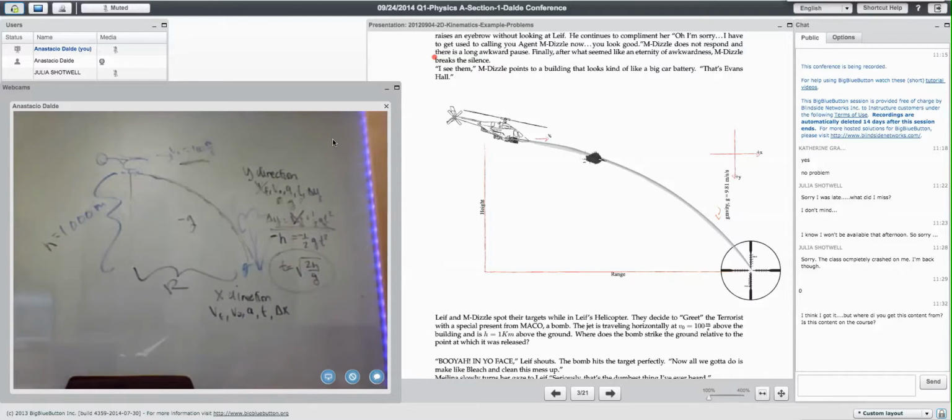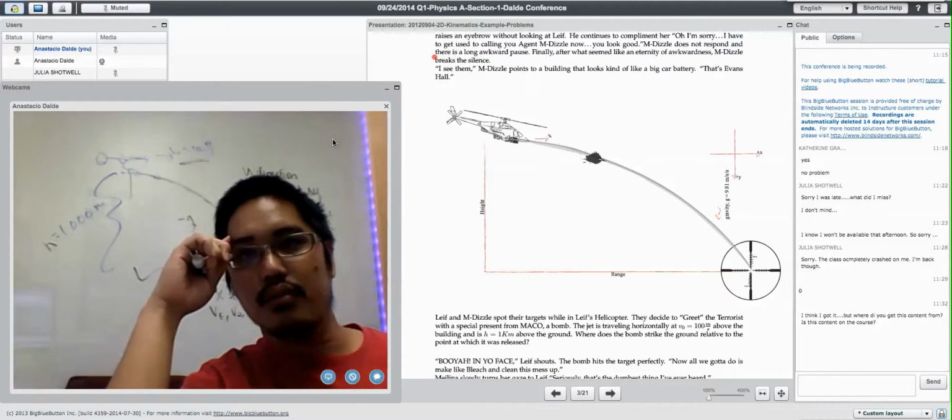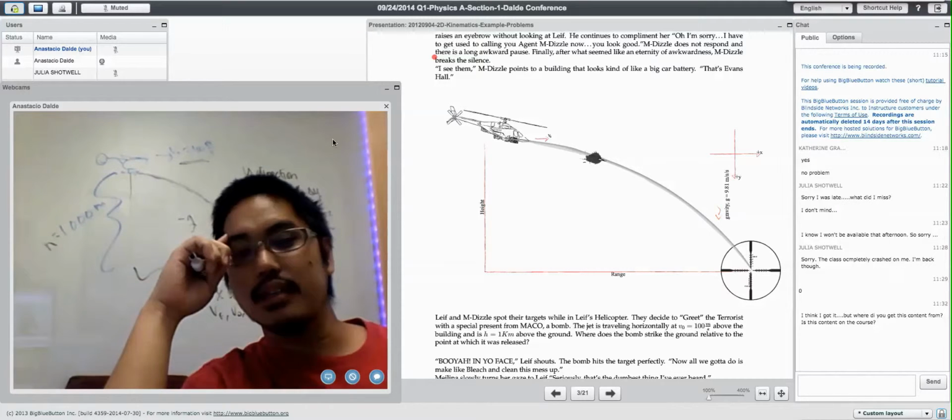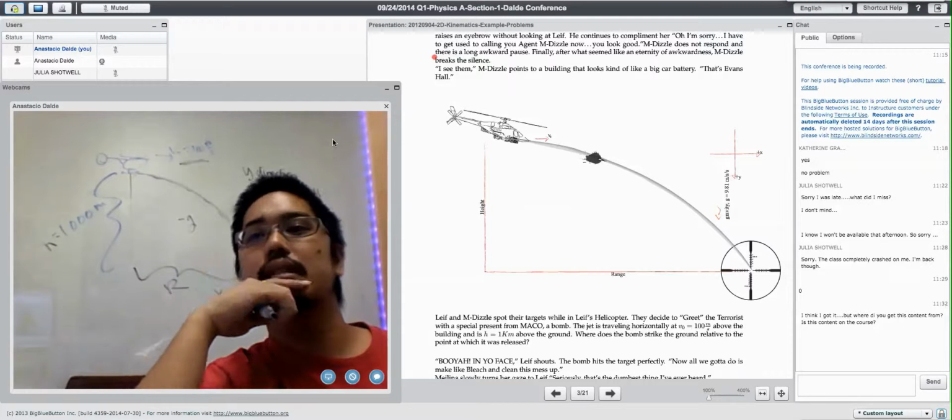So, of the 5 variables in the x direction, I know my velocity initial in the x direction. That's 100. I know my acceleration in the x direction. I know my time as well. It's whatever this thing is. Wait, how do we know the acceleration in the x direction? Let me ask you this. If you throw a baseball, does it accelerate in the x direction?